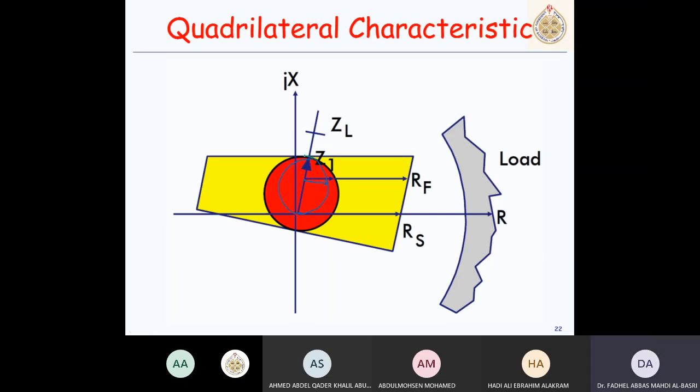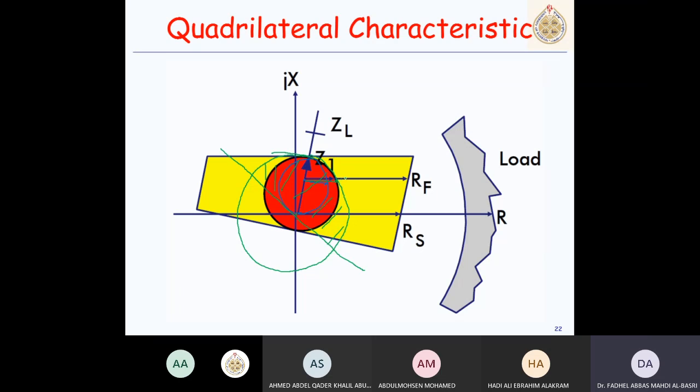Now, if I use impedance characteristics, this will become a circle, its center at here, and now this will have more resistive coverage as compared to offset mho. However, I need to have a directional unit with it, so it only acts at the upper side.